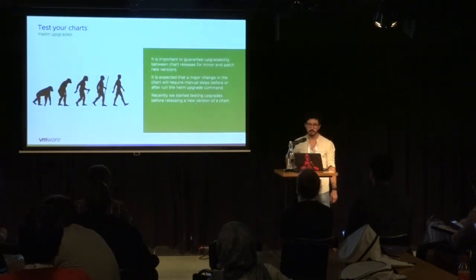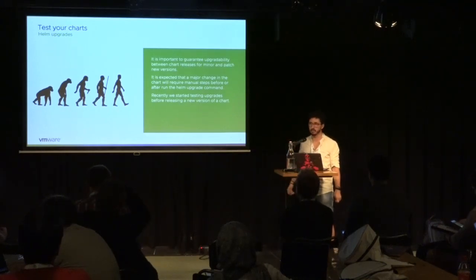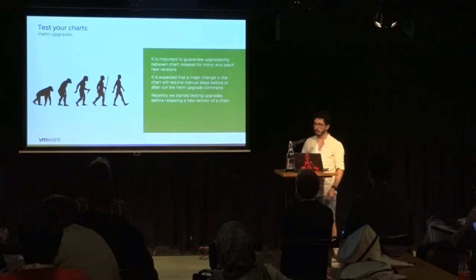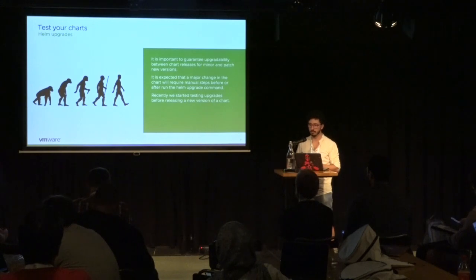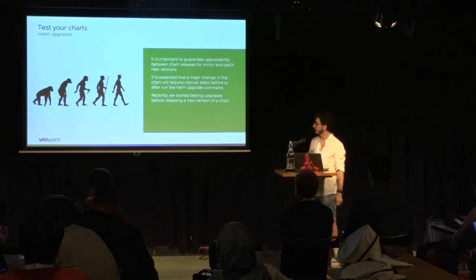And finally, this is the latest kind of test that we just added to our pipeline. We added it more or less two months ago or so. And it's Helm. We are testing the Helm upgrades. We know that upgradability is super important in Helm, and we want to guarantee that Helm upgrade works for charts inside the same minor or patch version. We know that for major changes, probably some manual steps are required before or after running the upgrade, but inside the same major version, we want to guarantee that the upgrade works.